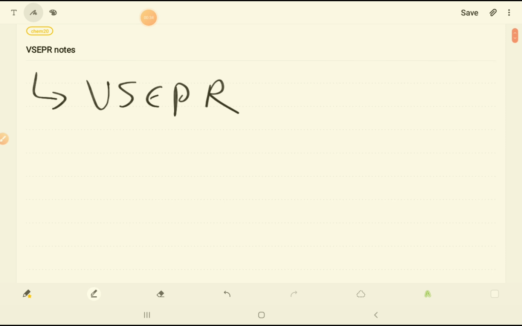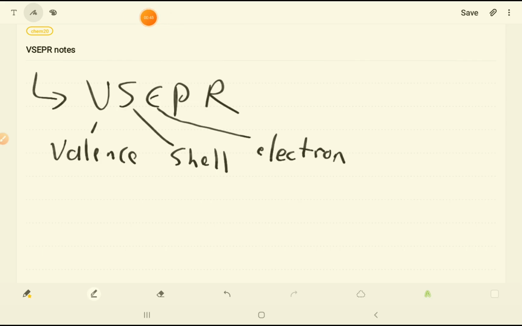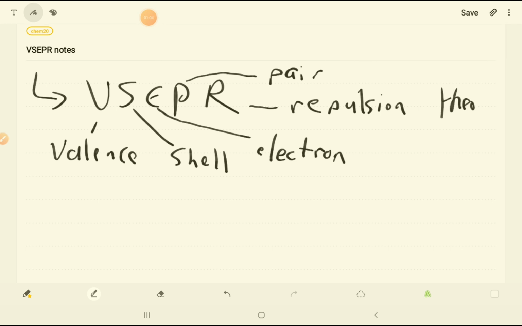So this VSEPR stands for valence shell electron pair, because you can have lone pairs. Now in Chem 20 we distinguish between bonding electrons and lone pairs. So valence shell electron pair repulsion. And of course, this is all just a theory, which means that we haven't completely proven this yet beyond reasonable doubt. So the valence shell electron pair repulsion theory.